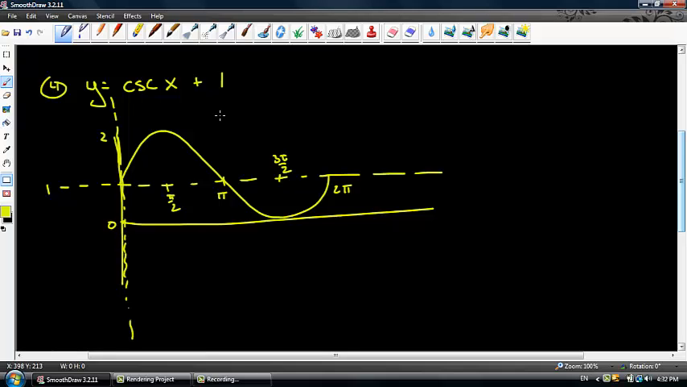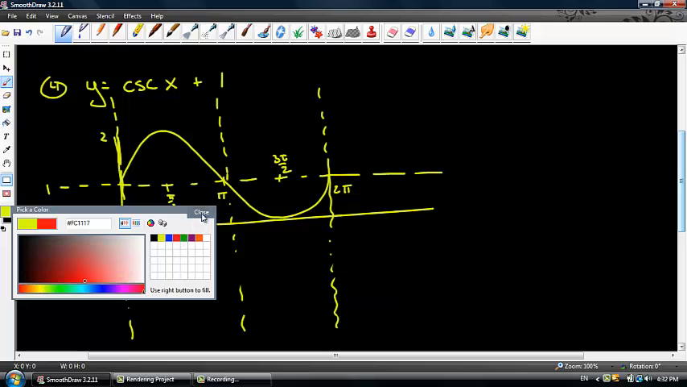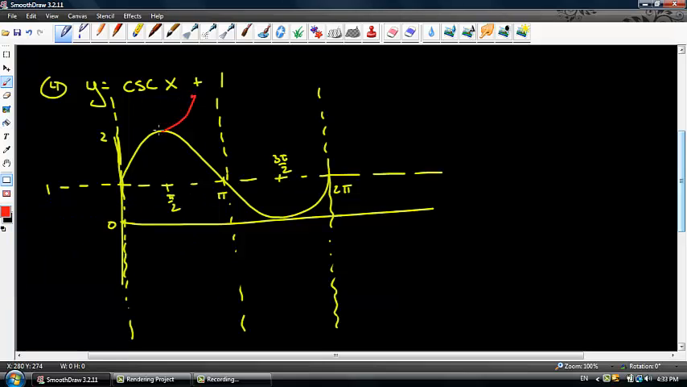So here at pi, and at 2 pi. And now from here, we just reciprocate everything. All right. And I think you can figure out the rest from there.